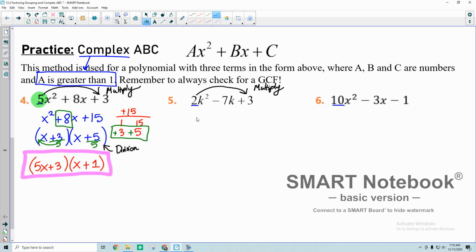So now if I rewrite this, I have k squared minus 7k plus 6. Perfect. Now I have a simple ABC that I can work with and factor away. So I'll take the 6, pull it off to the side, think of numbers that multiply to make 6, and that would be 1 and 6 and 2 and 3. So 1 times 6 and 2 times 3.